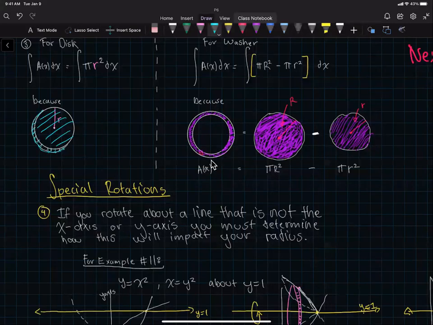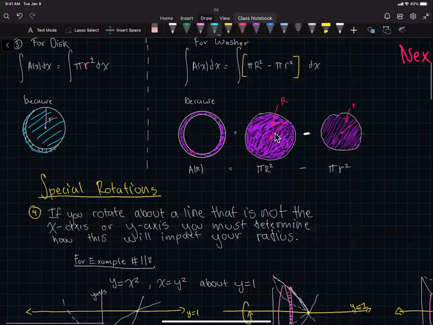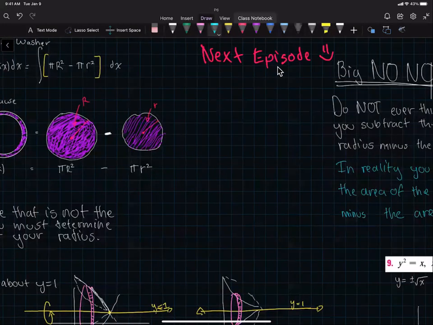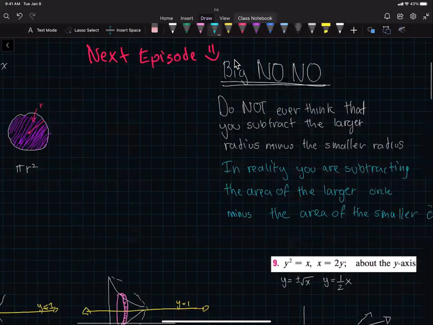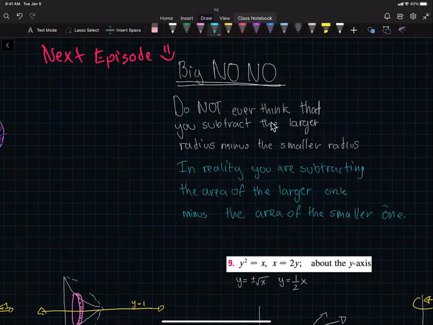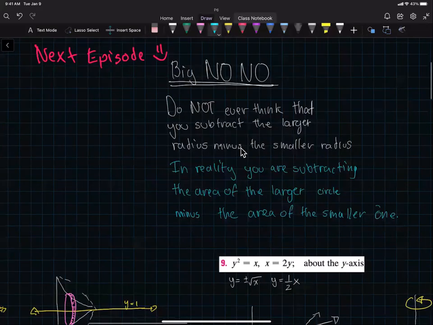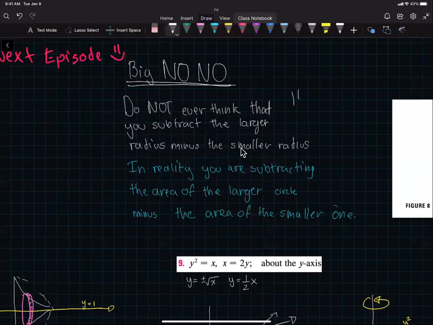So then it makes sense that the area of this shaded region is going to be pi R squared minus pi lowercase r squared, right? So you're subtracting the smaller circle from this big circle. And here I made a big note, just what we talked about last time. I put this, I think, 3 weeks ago. But this is a big note. A big no. You shouldn't be doing this. Do not ever think that you subtract the larger radius minus the smaller radius. So in other words, never ever do pi R squared minus lowercase r squared.